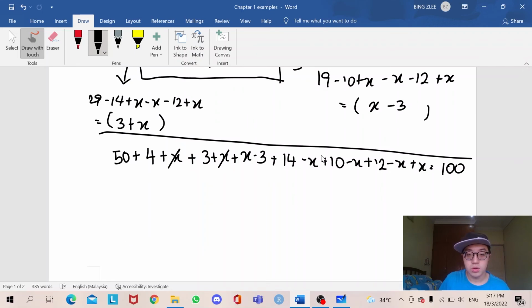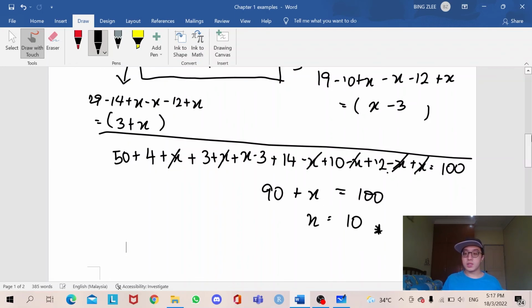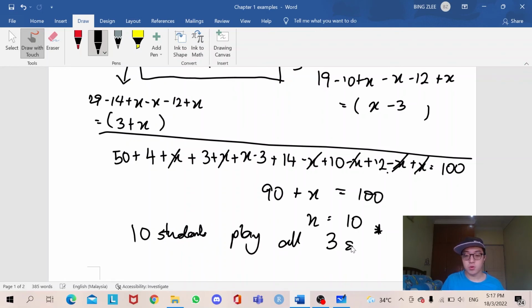And if we press the calculator, here is 54 plus 3 minus 3 plus 14 plus 10 plus 12, which is equal to 90. All right, so it's 90 plus the x here is equal to 100. And here you solve that x is equal to 10, which means there are 10 students who play all three sports.